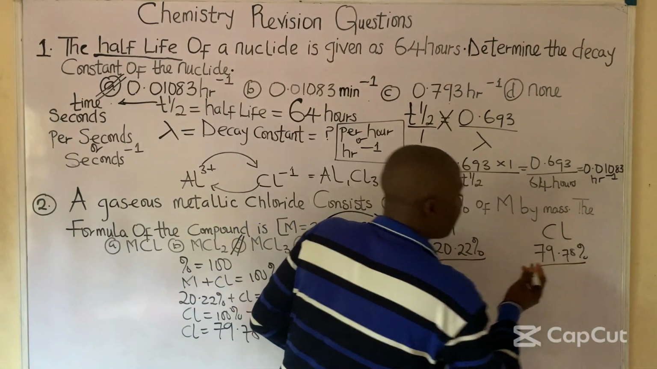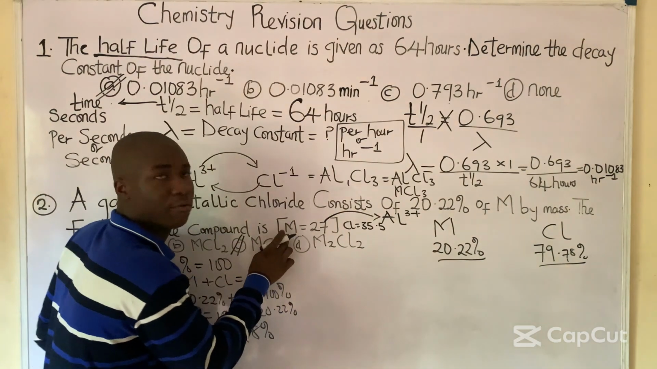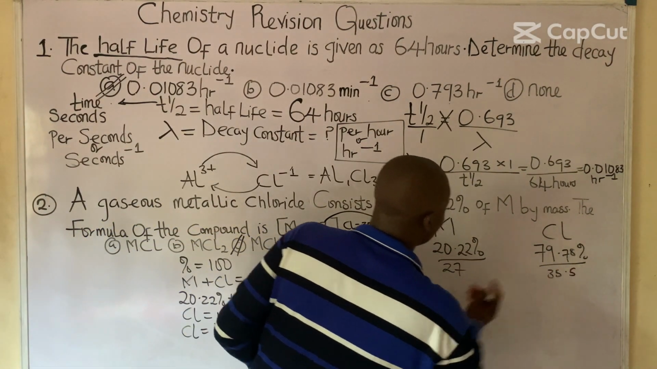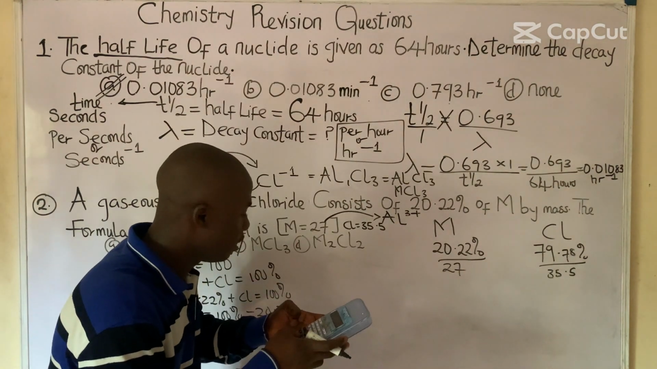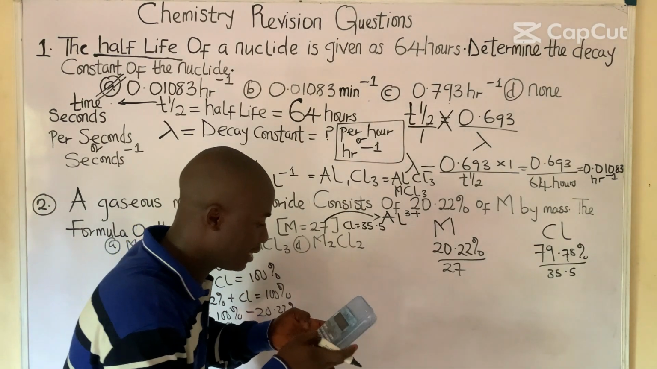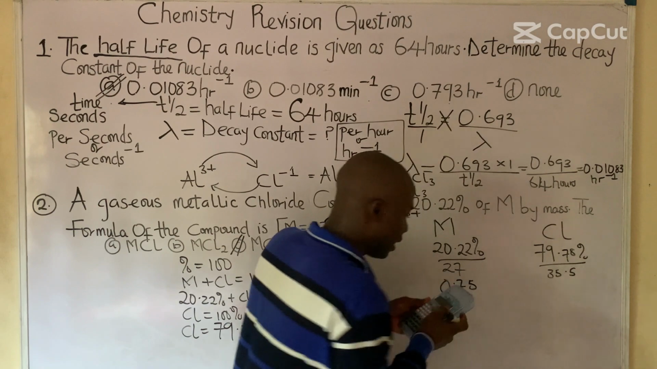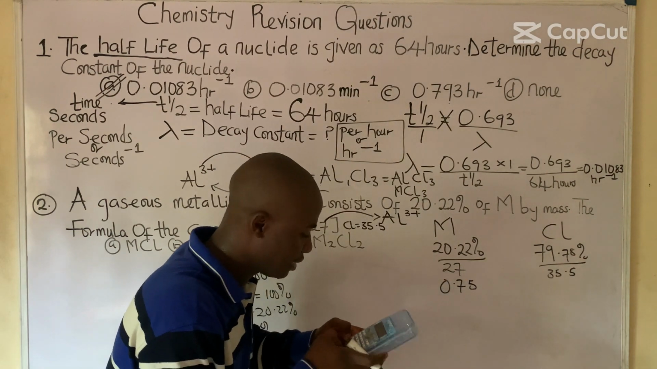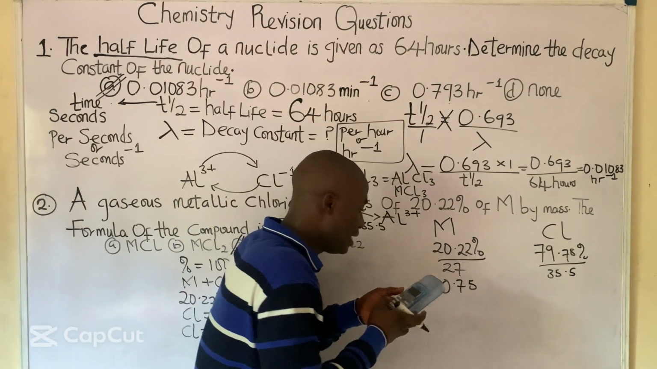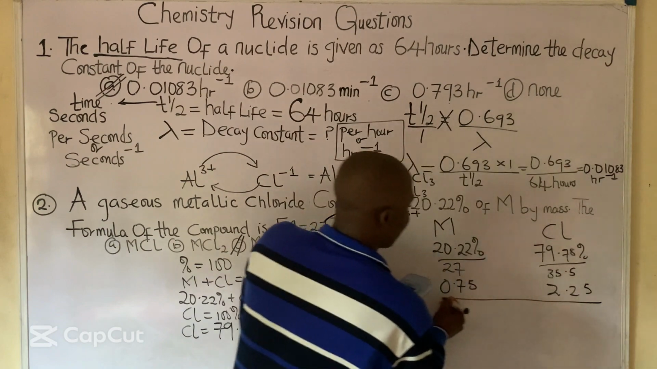So the next thing is to divide. You already know the first step. Divide by the atomic mass. What's the atomic mass of M? 27. What's the atomic mass of chlorine? 35.5. So let's divide. We simply have 20.22 divided by 27, which gives 0.75. Let's try here: 79.78 divided by 35.5. That is 2.25. Next, divide by the smallest.